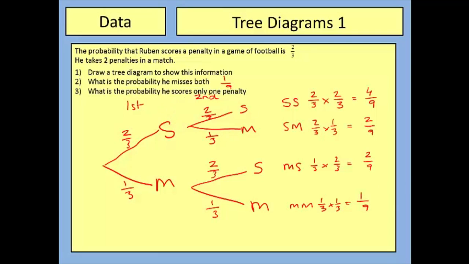And the probability he scores only 1 penalty, this is a little bit more complicated. There are 2 possible routes to take where he scores only 1 penalty. There's this first one where he scores the first penalty and then misses the second, and there's this one where he misses and scores the second. So 2 things can happen. Either he scores and misses, or he misses first and then scores. Now in probability, when we come across the word or, this means that we add probabilities together. So 2/9 add 2/9 gives me my answer to this part, 4/9.